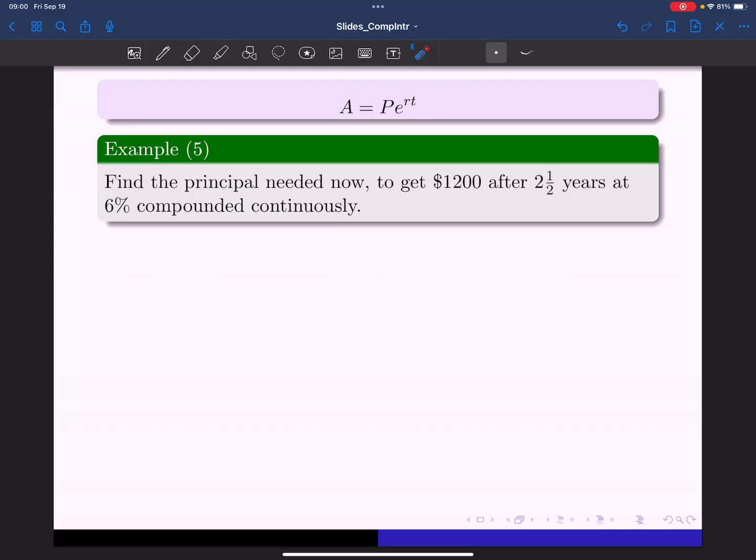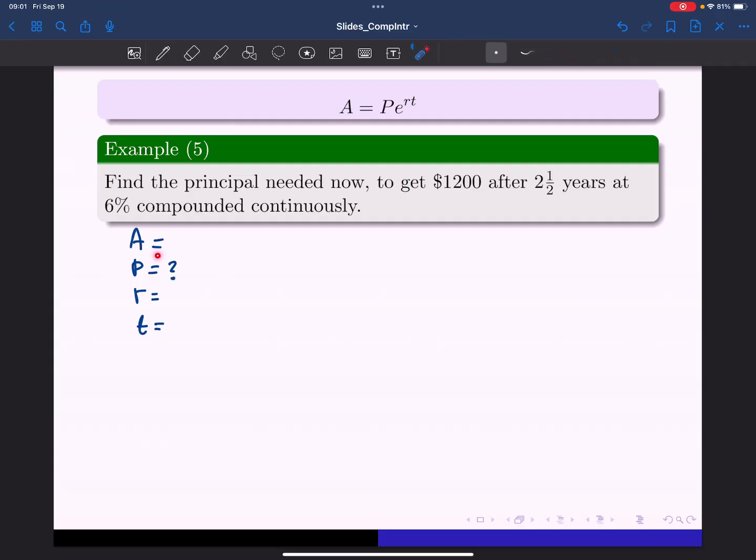Example 5. Find the principal needed now to get 1,200 after 2.5 years at 6% interest compounded continuously. So we're using the continuously compounded interest formula. As before, list what is A, what is P, what is R, and what is T. We need to find the principal, so we need to find P.